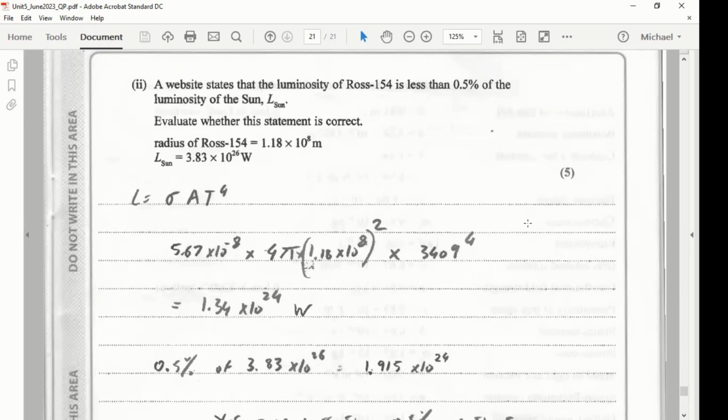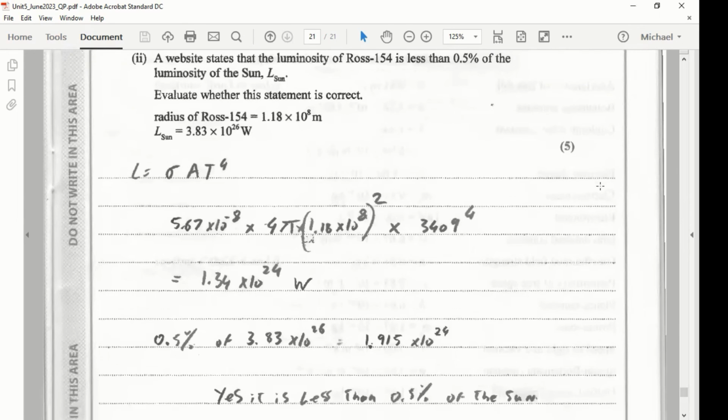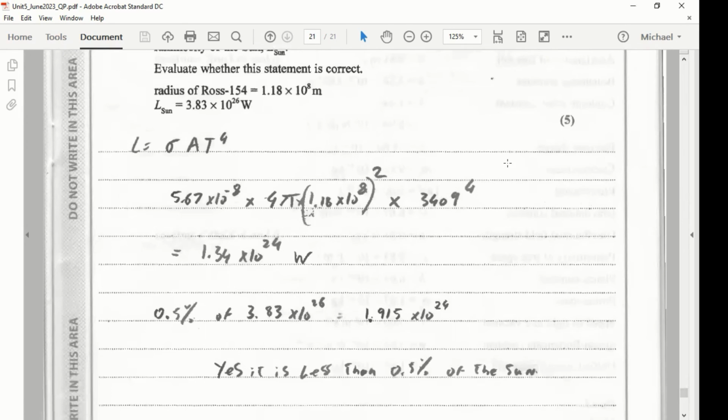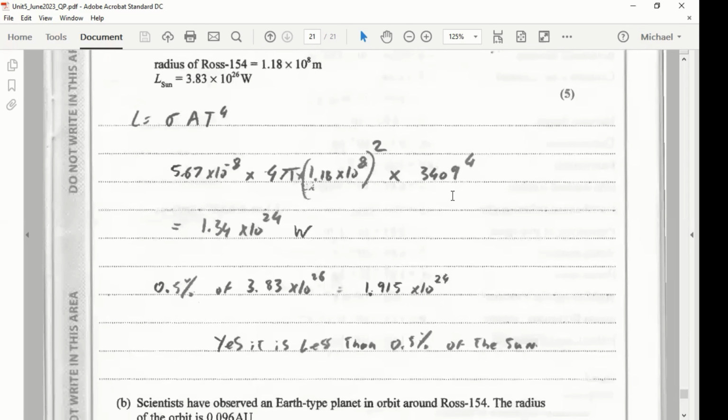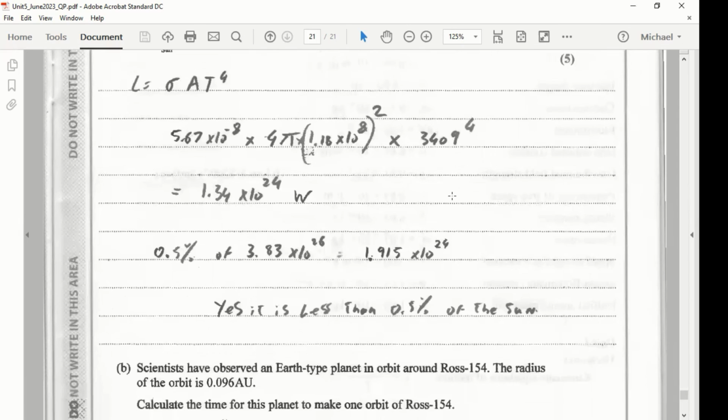And when you do all of that, you get 1.34 times 10 to the 24 watts. Half of 1% of our Sun would be 1.915 times 10 to the 24. And so you would finish, yes, it is less than 0.5% of the Sun. There you go. That's a very straightforward 5 marks, isn't it?